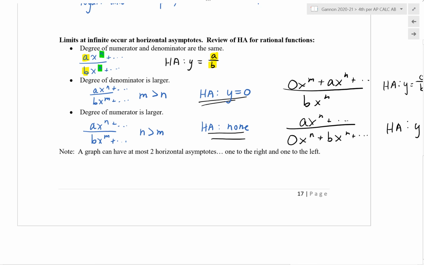All right. Let's just talk about this idea real quick here. A graph can have at most 2 horizontal asymptotes, one to the right and one to the left. Now, that's an idea that we're going to take a look at a little bit later in the notes here, but that's something to keep in mind. At most, a graph can have 2 horizontal asymptotes.